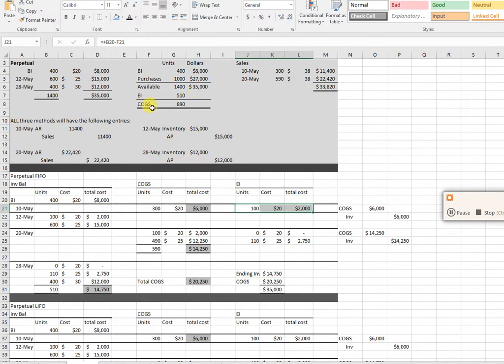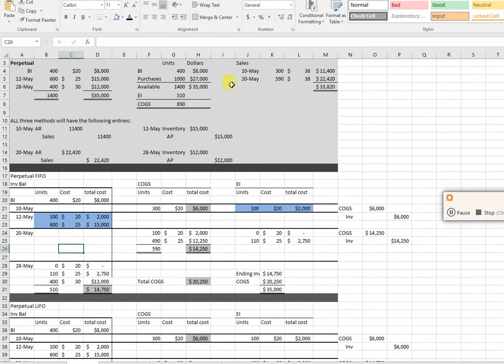Okay. Next date is the 12th, before the 20th. On the 12th, I purchased 600 at 25. So now I have two layers. This 100 there, I simply take over here, and again, you can probably put it over there. It doesn't matter how you do it. Now I have two layers, 100 at $20 each, and 600 at $25 each.